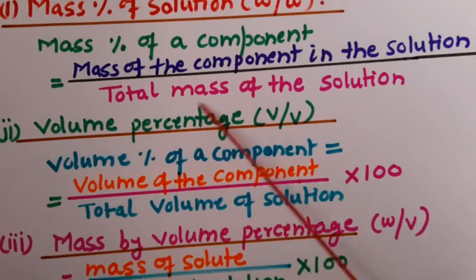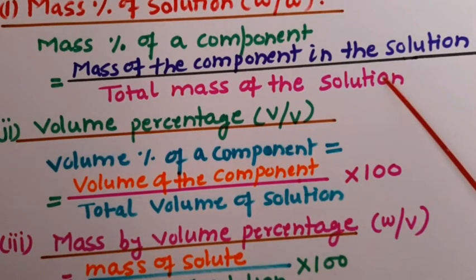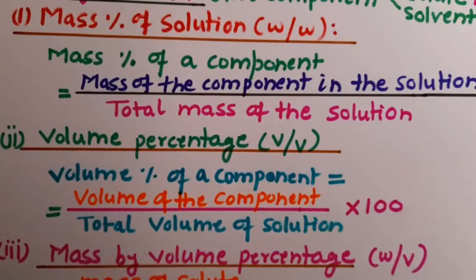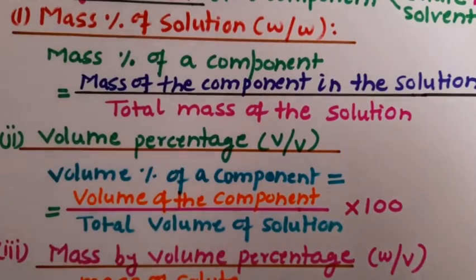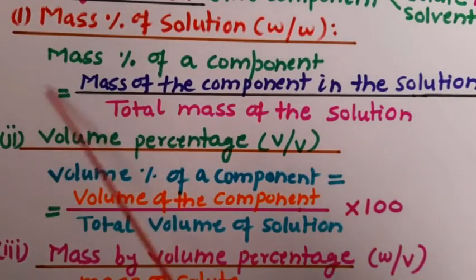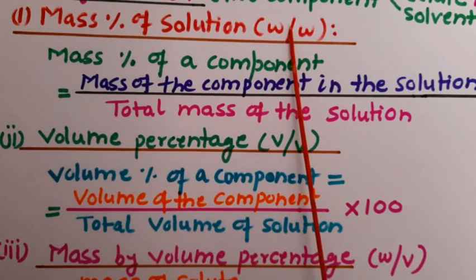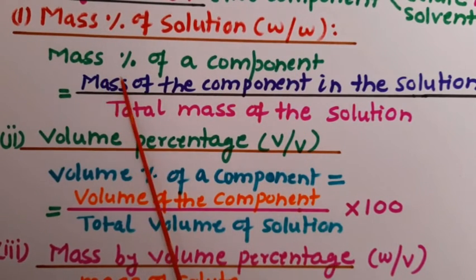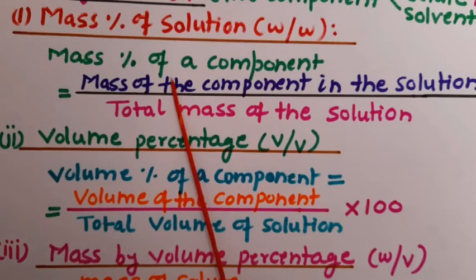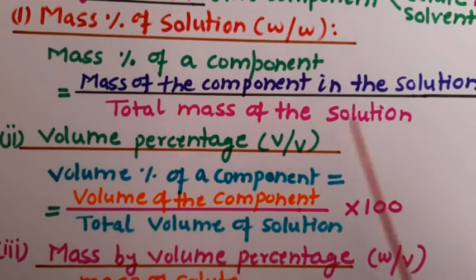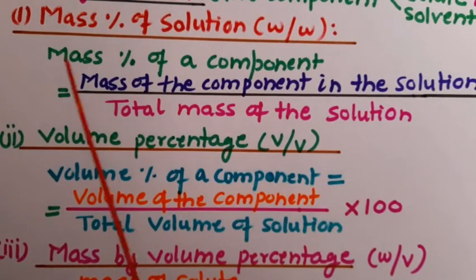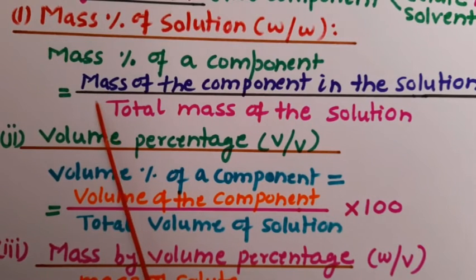That will give you the total mass of the solution. It means if the percentage composition of the solution is given, first of all you assume that the total mass of the solution should be 100. Suppose we are taking the example of 20% solution of glucose.